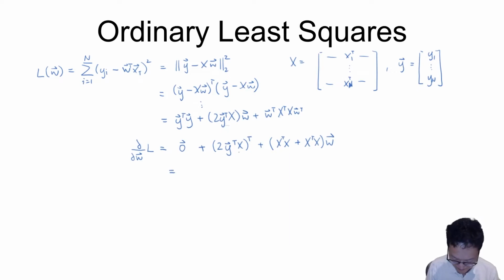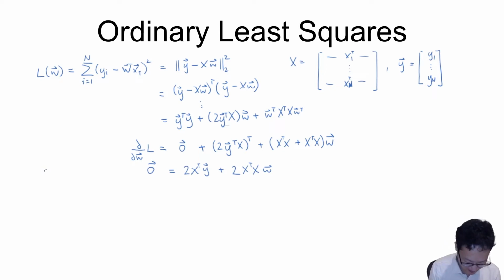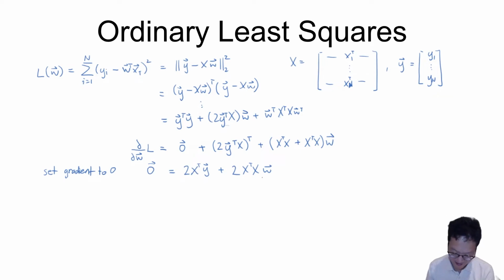Okay, just going to work a little bit more here to simplify. The first term is zero, so let's ignore that. Next, we have two, and then taking the transpose, we have X transpose y, plus 2 X transpose X w. Now we can see we have something nice. Setting the gradient to 0, in this case a 0 vector, we have the 0 vector equals 2 X transpose y plus 2 X transpose X w. Now the 2 goes away; we divide by 2 on both sides.